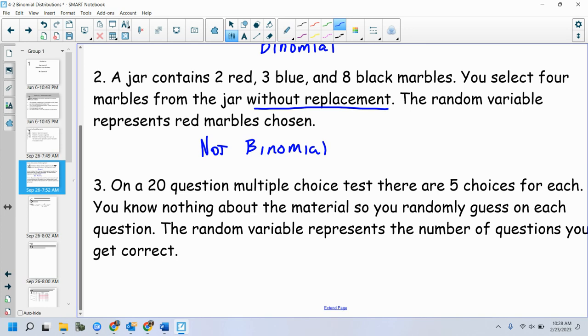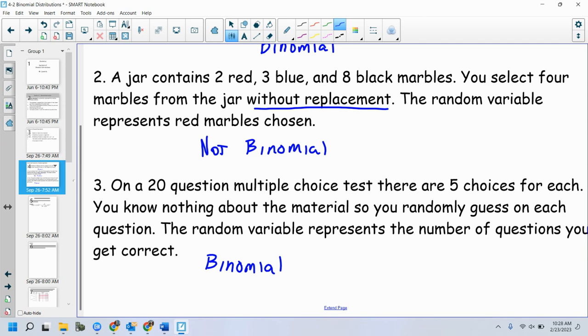How can I define what a success is? Getting the question right. Therefore, the failure is getting the question wrong. It's not necessarily about what choice I choose. It's whether it's right or wrong. So we would consider this binomial.